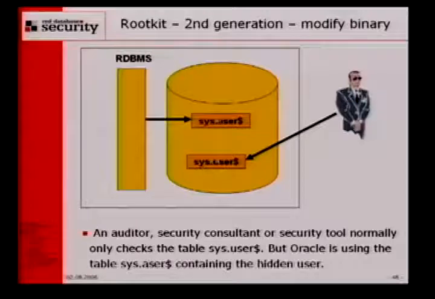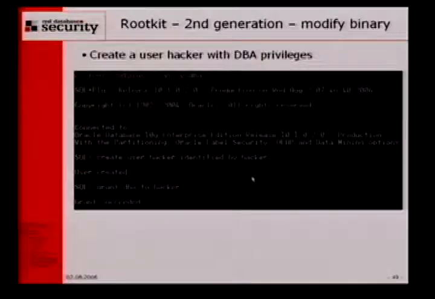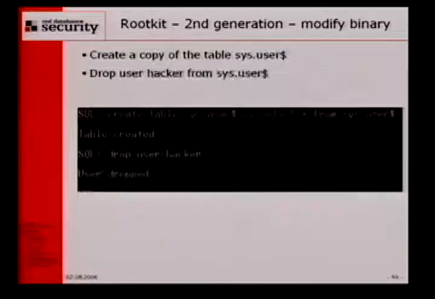So it's looking for a new user in sysuser$, but this does not work, or the user is not available. But if you log on with this hidden user, you are accessing a different table. So here we create a table. Then it's important, before we do the modification, we must create a copy of the table sysuser$. If you don't do this, you're not able to log on to the database anymore.